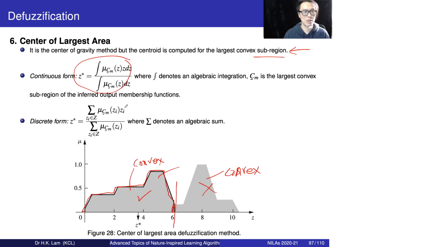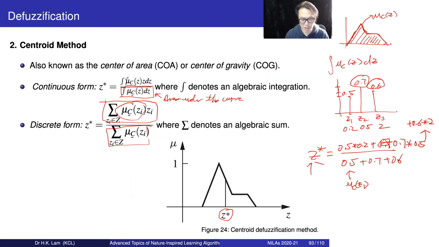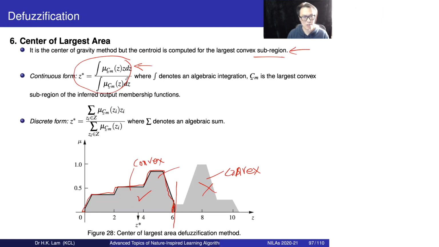Okay. So this is the discrete form, because this equation is exactly the same as the Centroid method we talked about right here. So I'm not going to repeat it. But we will see an example in the tutorial.